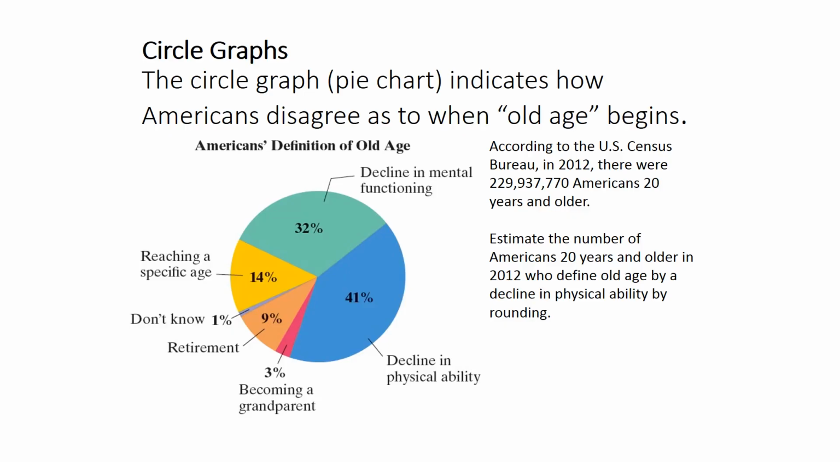So according to the U.S. Census Bureau, in 2012, there were, looks like 229,937,770 Americans 20 years and older. So estimate the number of Americans 20 years or older in 2012 who define old age by decline in physical ability, which is this section of the pie.